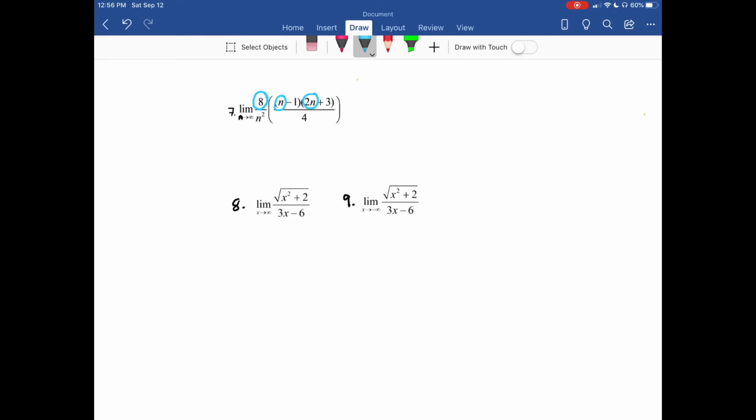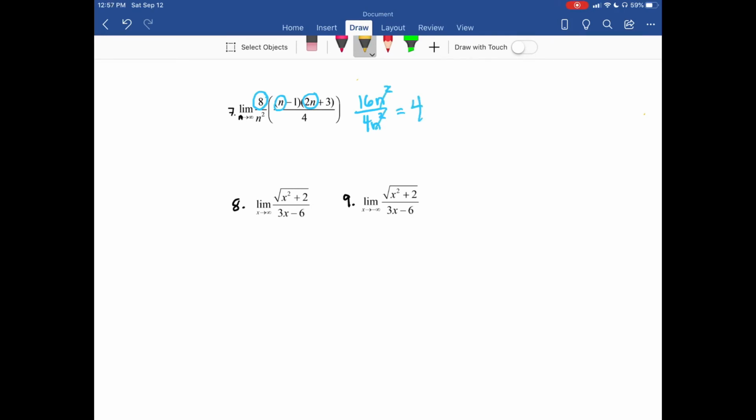I just want to know what's that highest power? What is my leading coefficient of that highest power? And so 8 times n times 2n. So the numerator has that dominant term of 16n squared. And the denominator looks like it's 4 over n squared. Yes, that's right. So I can see that it's balanced, which would leave us with 4.